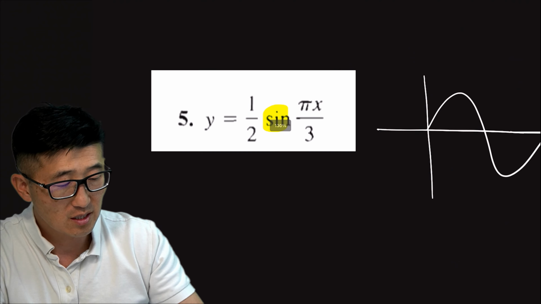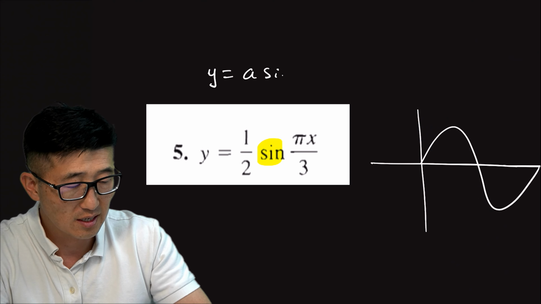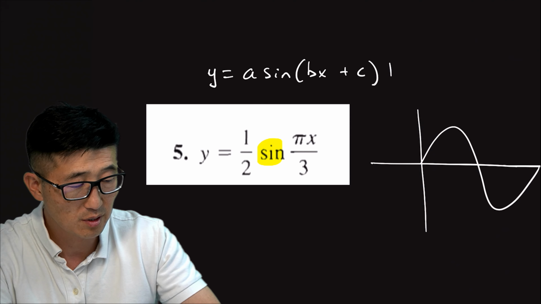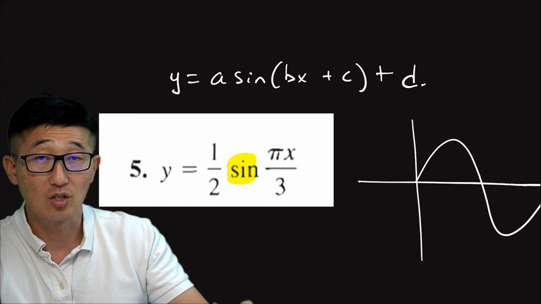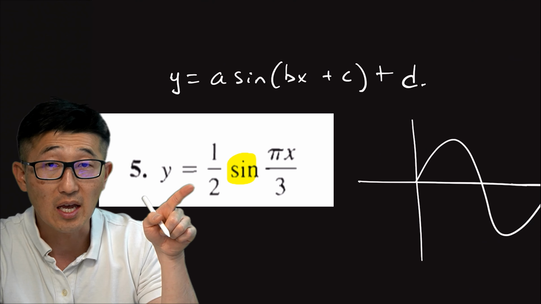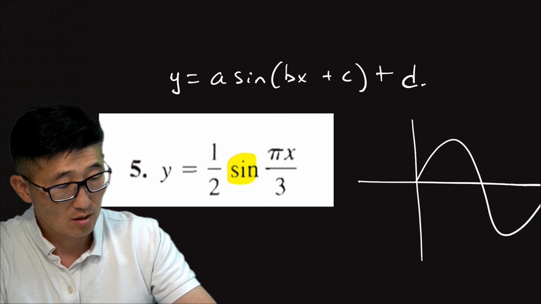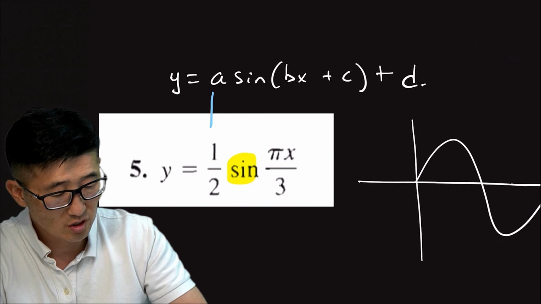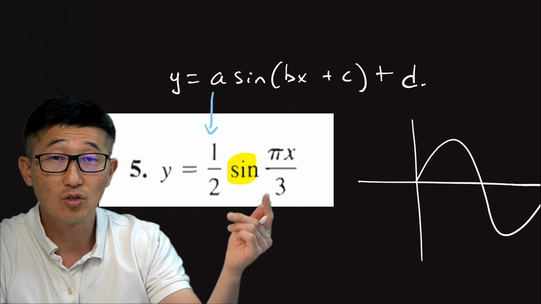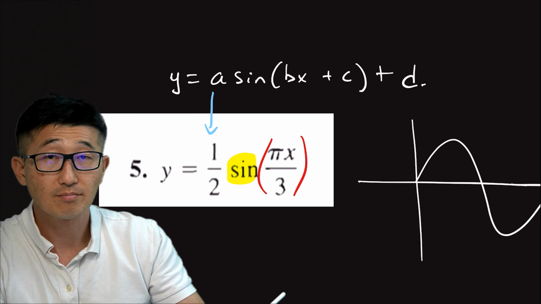Now I'm going to write the equation out like this: y equals a sine (bx plus c) plus d. A is the number in front of sine. So A right now represents 1/2. Let's identify these numbers first. A is 1/2.